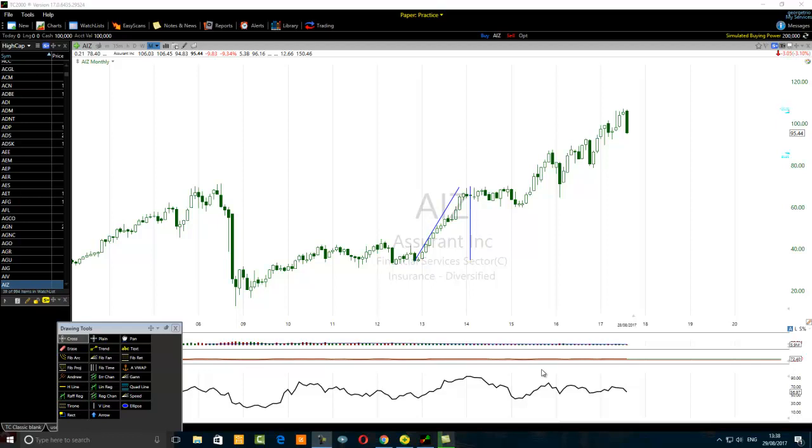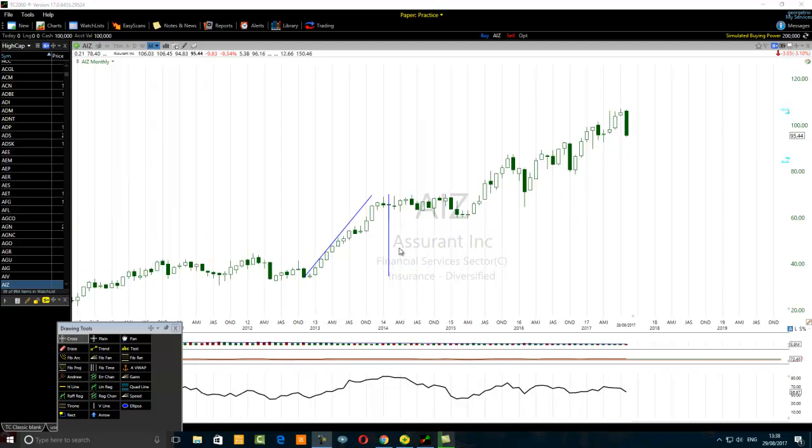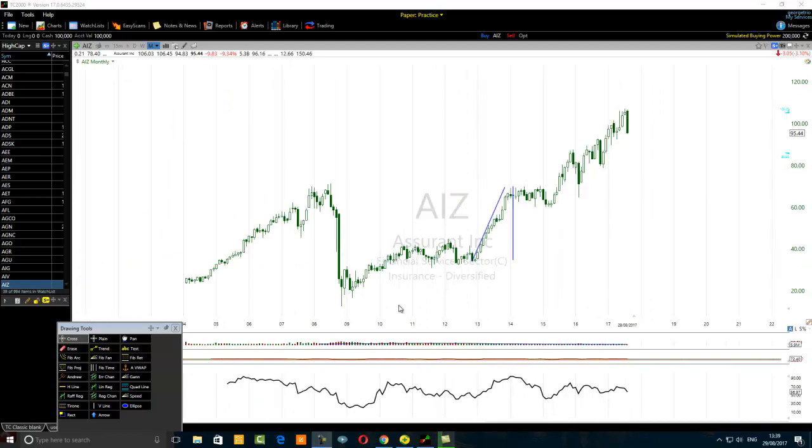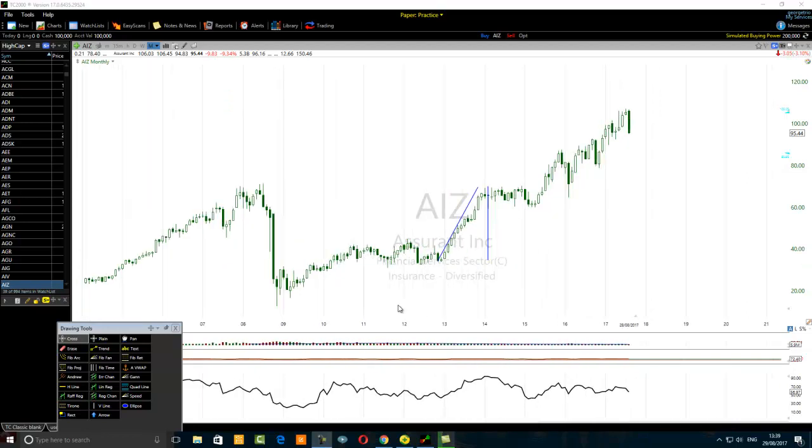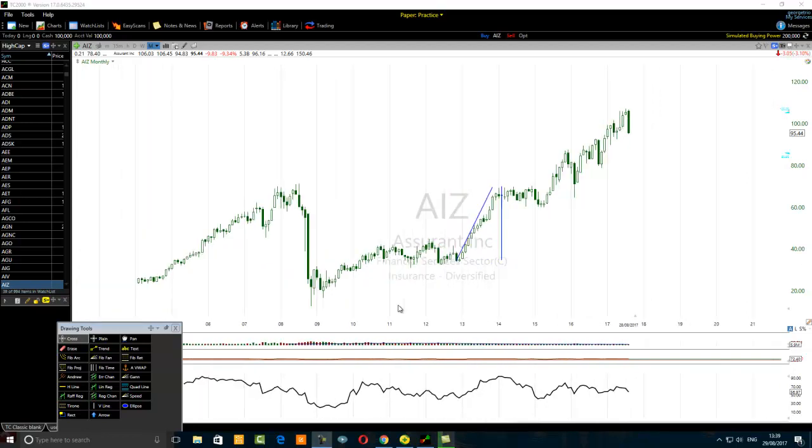The financial instrument that we are analyzing today is Assurant Incorporated. The EPIC is AIZ. It's an American stock belonging to the financial services sector. Can you see on this chart, if you have already watched the previous video, can you identify the RSI non-confirmation signal on this chart?